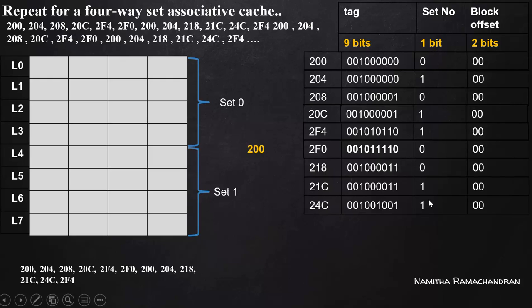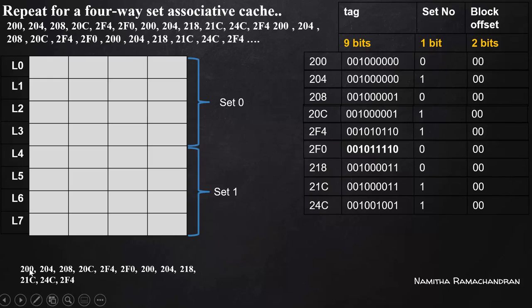Okay, so here this 200, we need to place it into which set? Set 0. And for the word that contains the byte address 204, we need to place it into set number 1. 208 into set number 0, 20C into set number 1 and so on. Okay, so we can start the memory access.